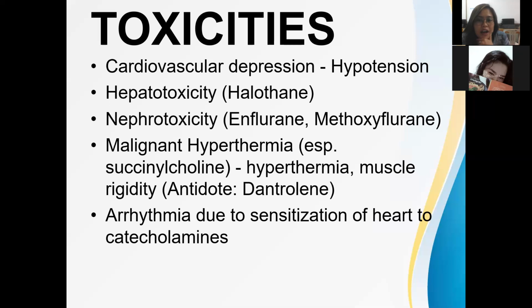And then, they can also cause malignant hyperthermia, just like our depolarizing neuromuscular blocker succinylcholine. Okay? So, when you say malignant hyperthermia, there is hyperthermia. Hyper means high. Thermia is the temperature in the body. So, there will be a high body temperature and then there will be muscle rigidity. So, do not forget our antidote if the person experiences malignant hyperthermia, it's dantrolene.